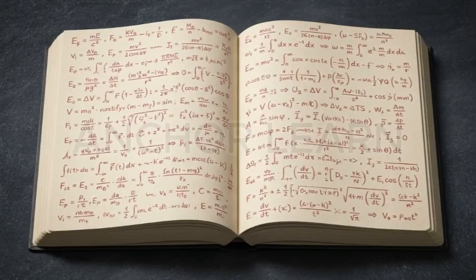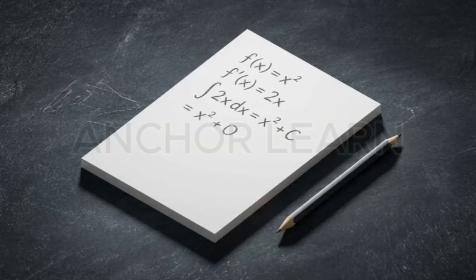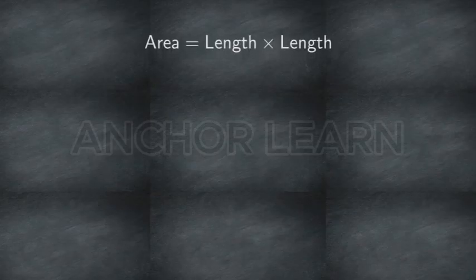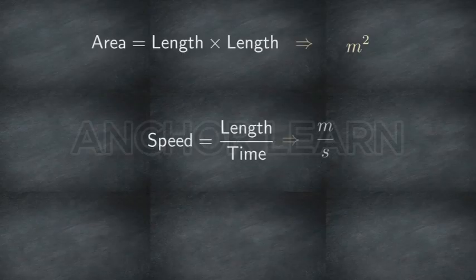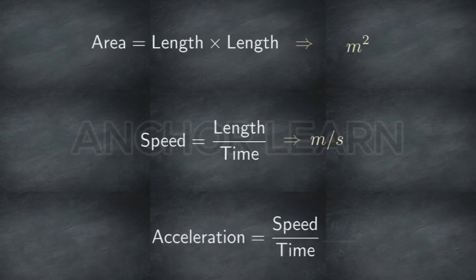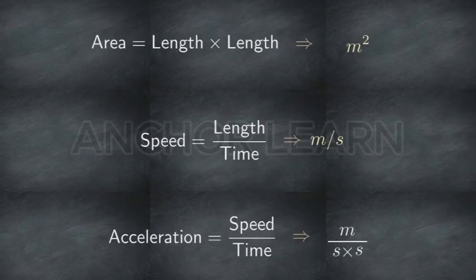Rather than memorizing every unit in the syllabus, you can use a consistent logical sequence to deduce them. Take area. You find it by multiplying one length by another. Meter times meter results in square meters. For speed, you divide length by time. This yields the unit meters per second. Acceleration follows the same path. It is speed divided by time again, which results in meters per second squared.